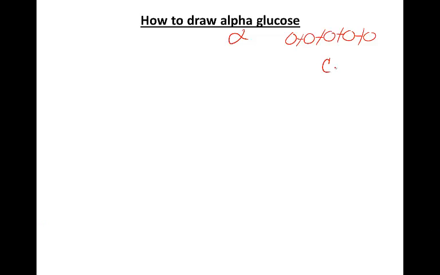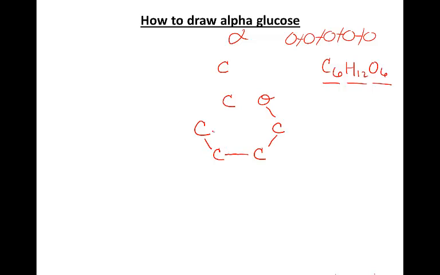So again, we have C6H12O6. That is 6 carbons, 12 hydrogens, 6 oxygens. But we can't just draw them in any which way we want. So let's start off with the carbons. So carbon, carbon, carbon, carbon, carbon. Now you might think we put a carbon here to 6 to make a ring, but actually the carbon goes up here and an oxygen goes there. Now let's carefully link these together to make our basic ring structure.